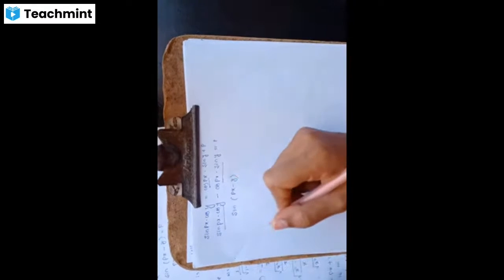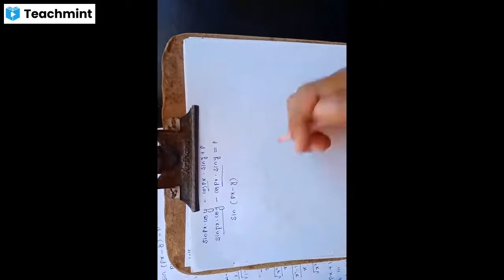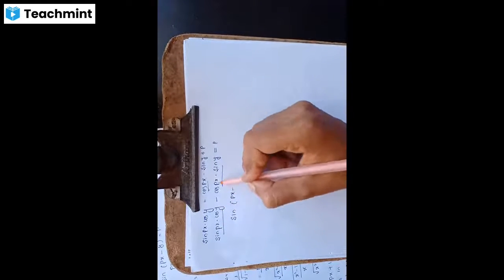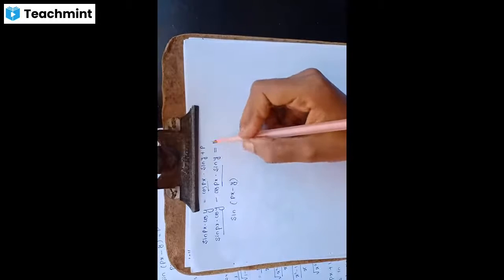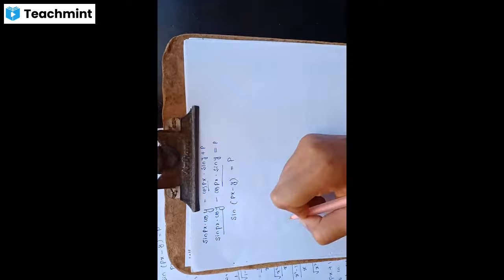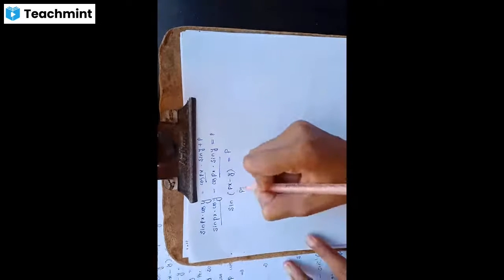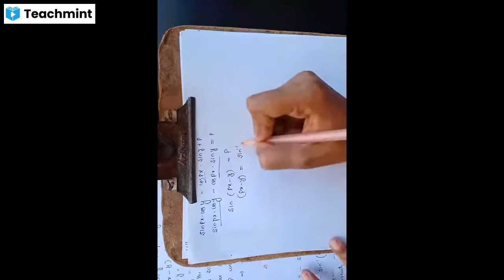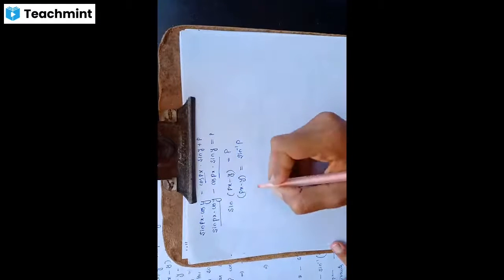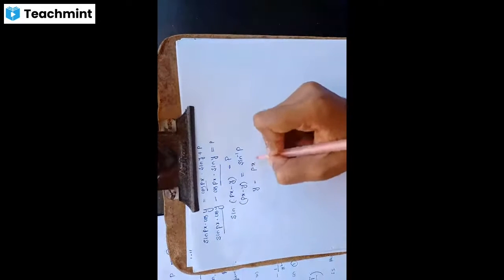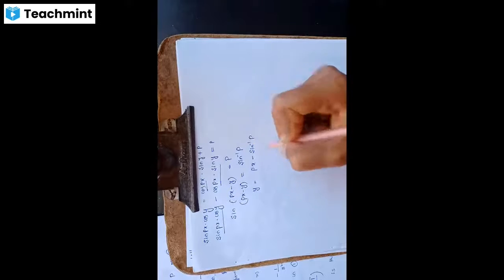What is the sin(a minus b) formula? sin(a minus b) is sin a cos b minus cos a sin b, equals p as it is. So now sin(px minus y) equals p. If I take sin to the right hand side of the equation, it will become sin inverse of p. So y equals px minus sin inverse of p.